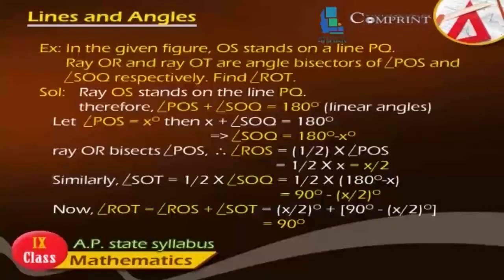Example. In the given figure, OS stands on a line PQ. Ray OR and ray OT are angle bisectors of angle POS and angle SOQ respectively. Find angle ROT.